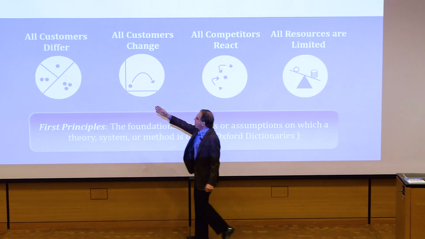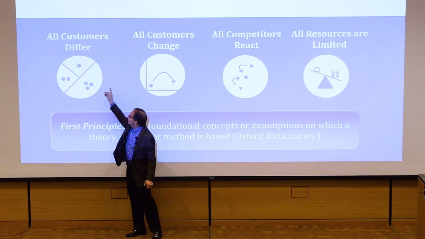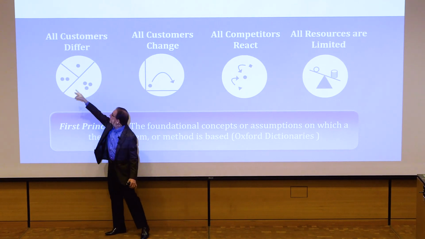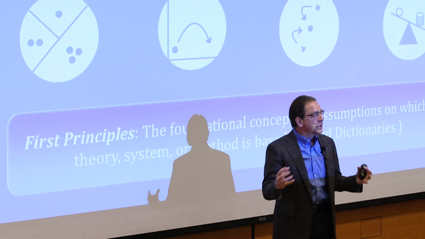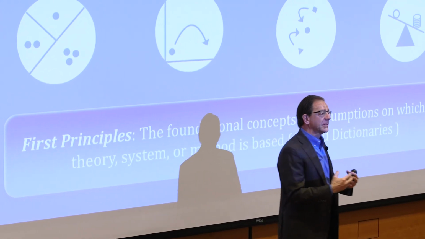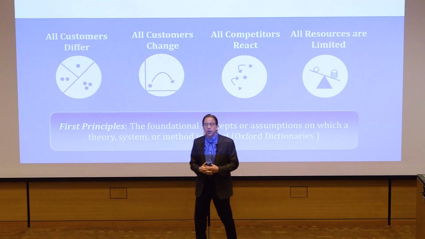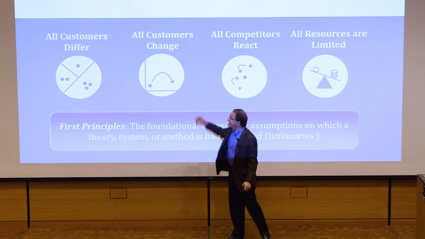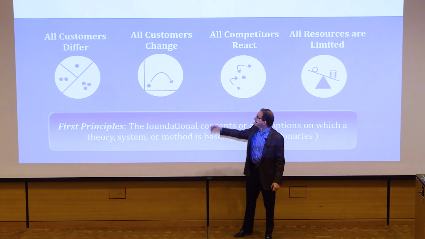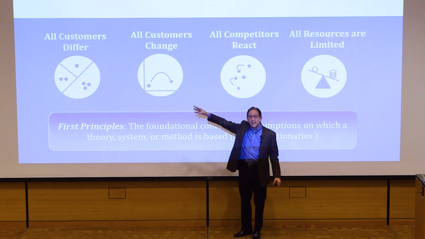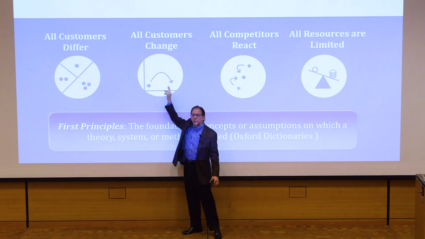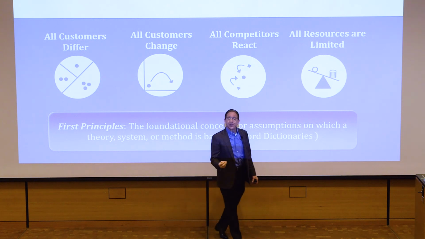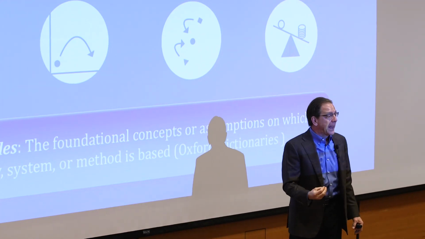The first one, all customers differ, represented by this pie diagram with customers broken into different segments. The idea is that all customers that you deal with are different, and all of our marketing strategy has to deal with addressing these different customers' needs. The second principle is that all customers change. So not only are they inherently different, but over time these customers are moving on what desires and needs they have. So a marketing strategy has to deal with that.